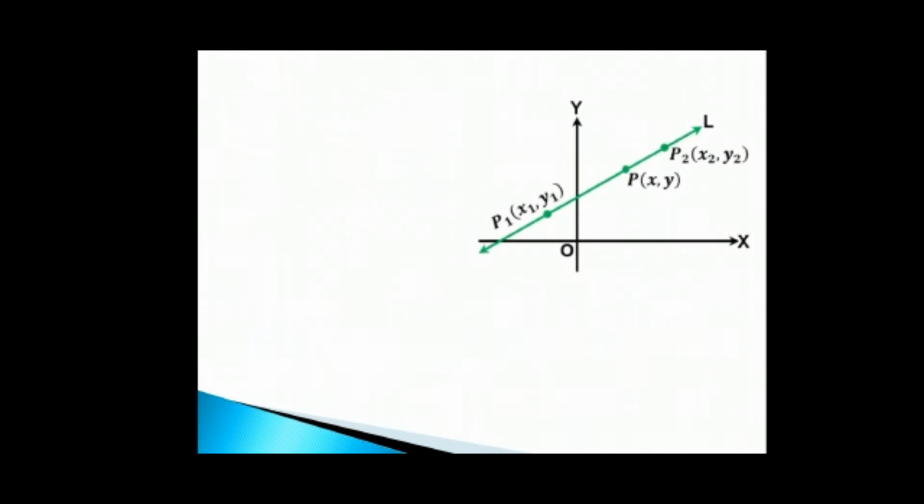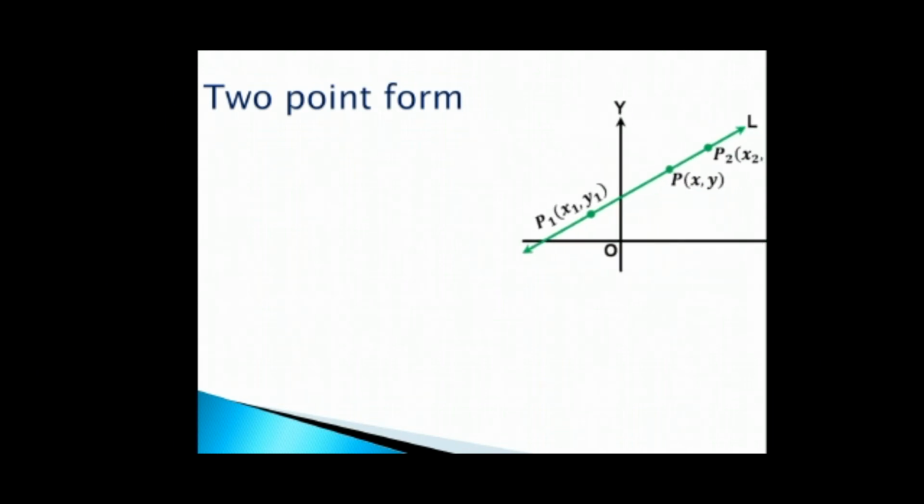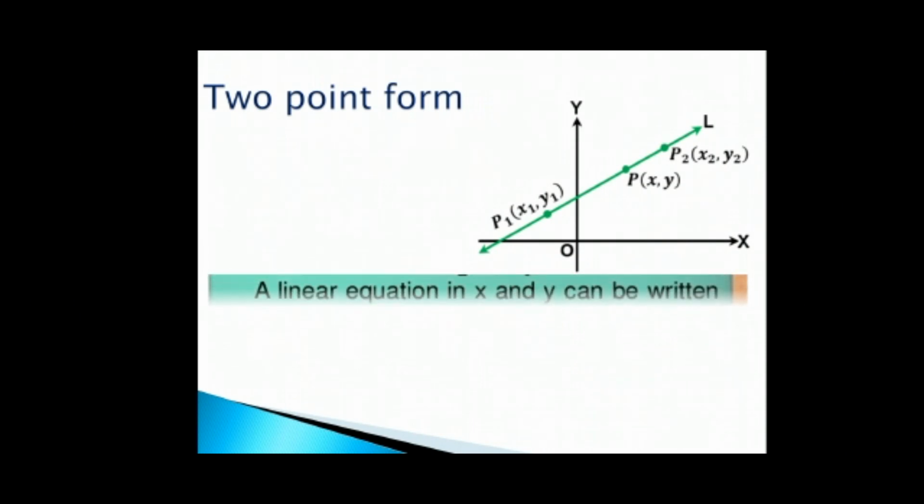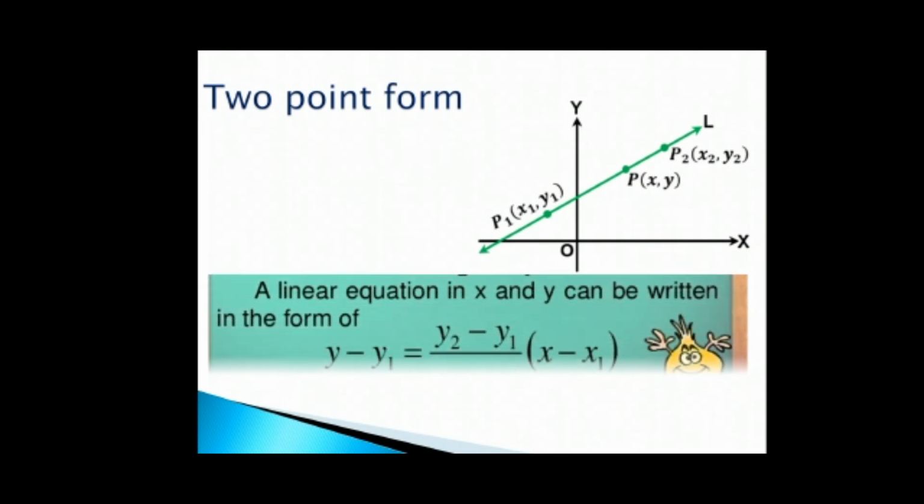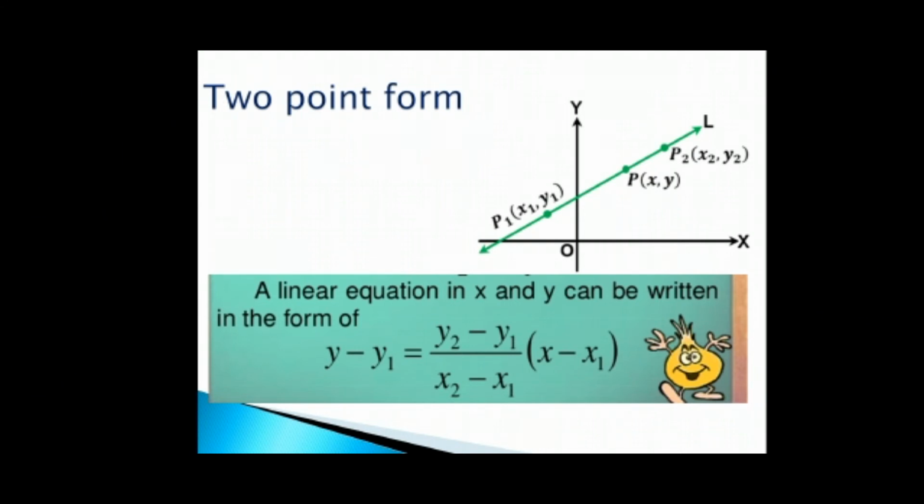Now next form of equation is when we have the knowledge of 2 points, and hence it is called as 2-point form. I have 2 points, P1 that is x1 y1 and P2 that is x2 y2, and I took an arbitrary point x and y on the line. Now the linear equation in x and y can be written in the form y minus y1 is equal to y2 minus y1 upon x2 minus x1 into x minus x1.